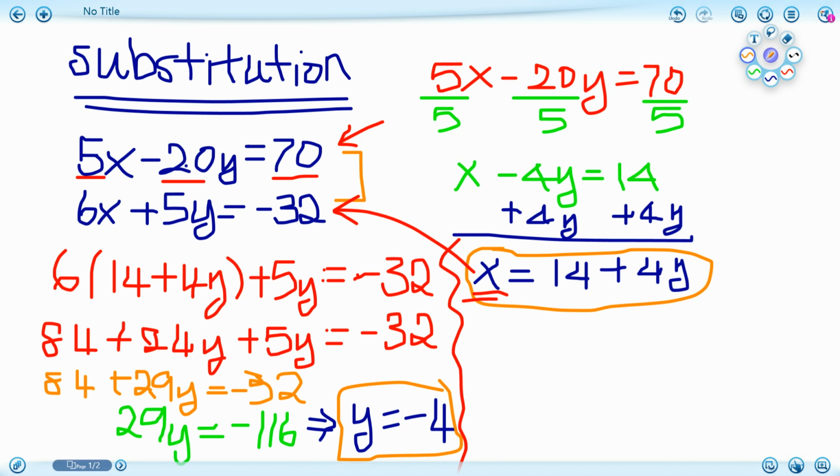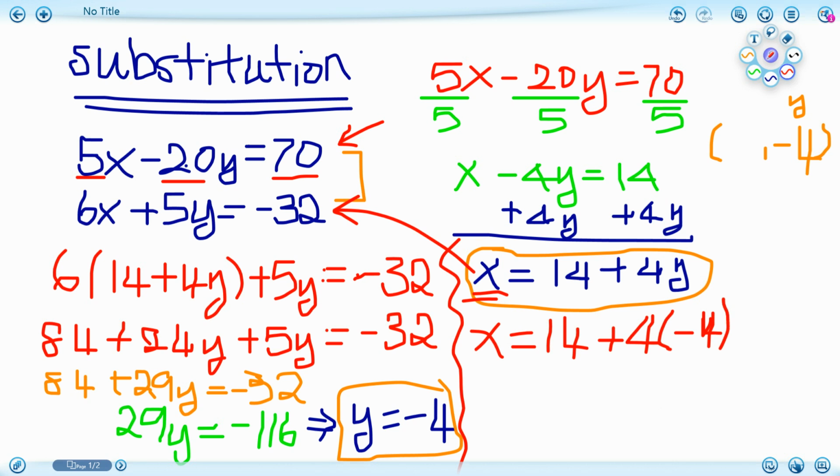So on my answer, I'm going to have to write, here's my answers. My y is negative 4. Now I have to find x. So all I'm going to do is just plug it in here. My x is equal to 14 plus 4y, which is negative 4. I got x is equal to 14 minus 16. So my x ended up equal to negative 2.